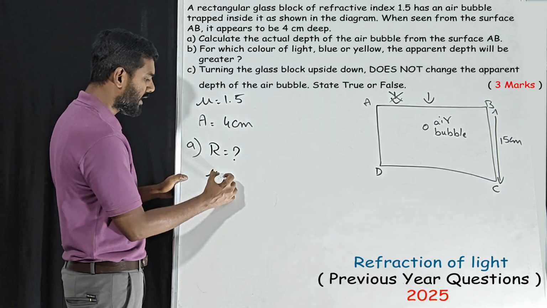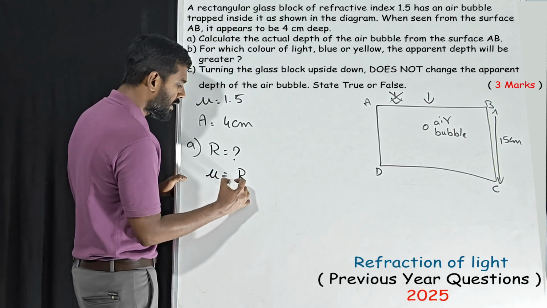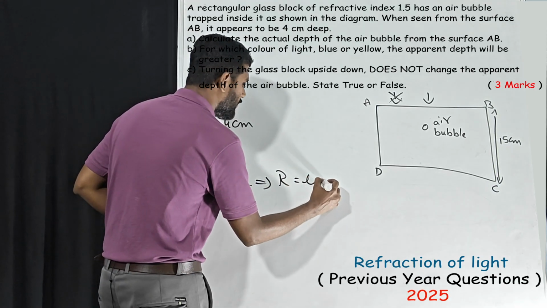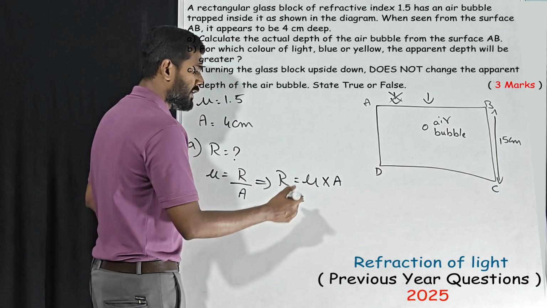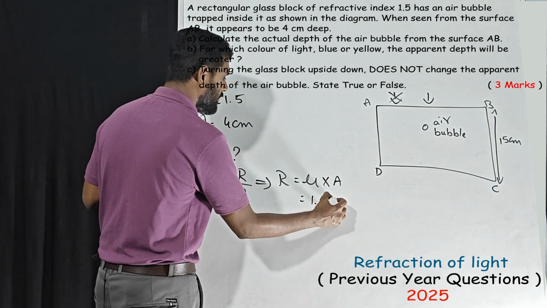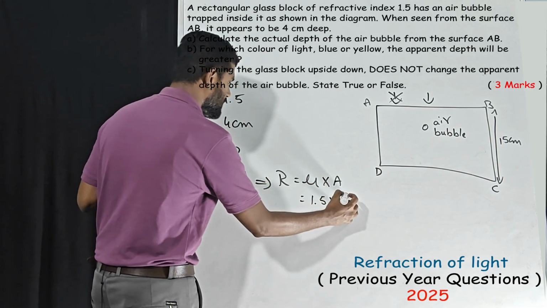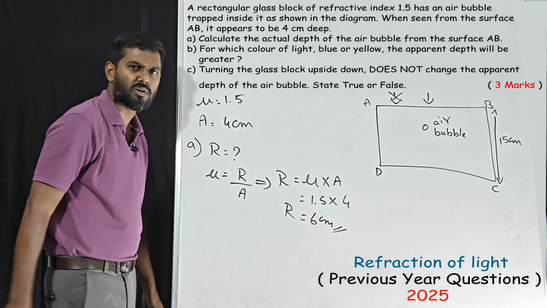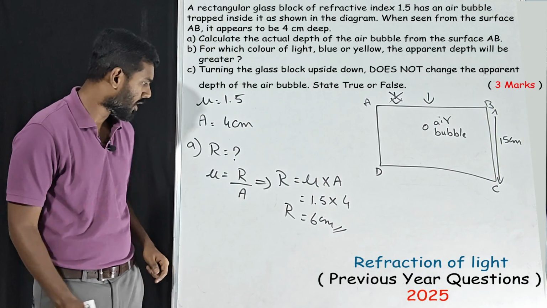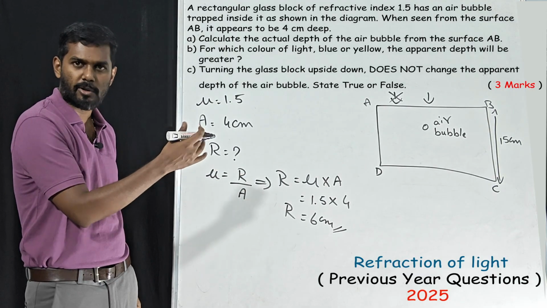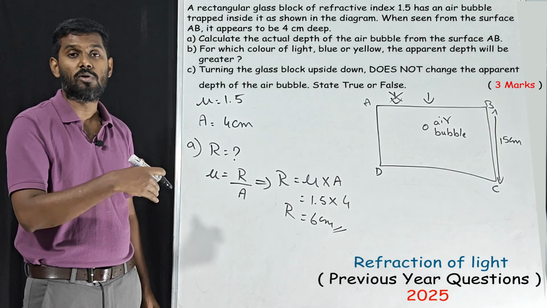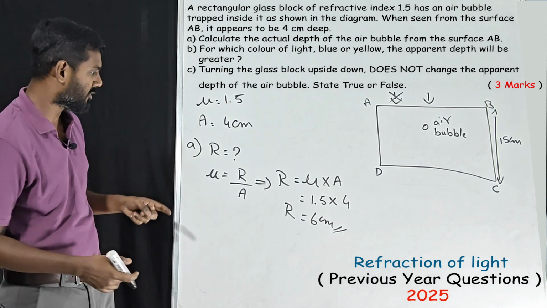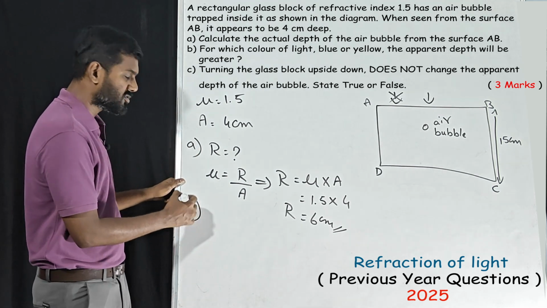So refractive index is equal to real depth by apparent depth. We want real depth, so it is refractive index into apparent depth. Refractive index is 1.5 and apparent depth is 4, so real depth will be 6 centimeter. You don't have to convert this into SI units, that is okay. Only when it comes to real depth and apparent depth, but in work, energy, power, machines and all, you have to convert everything into SI units. Now first question is done.